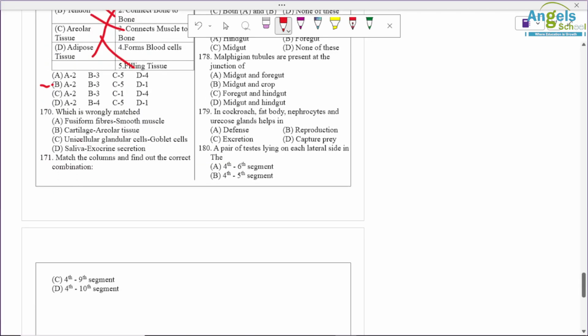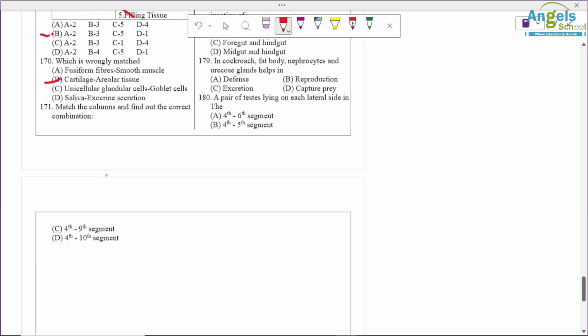Which is wrongly matched? Fusiform fiber is smooth muscle, so that is correct. Cartilage is areolar tissue: cartilage is specialized tissue, not areolar tissue, so it is wrongly matched. Unicellular glandular tissue is goblet cell, again correct. Saliva is an exocrine secretion, correct statement.